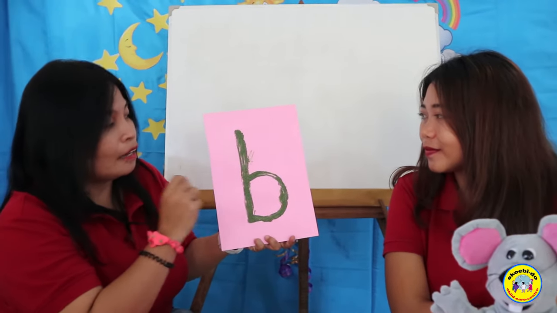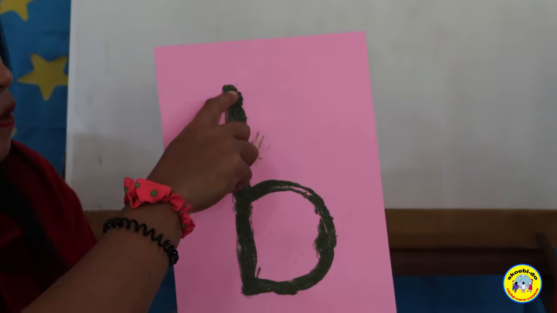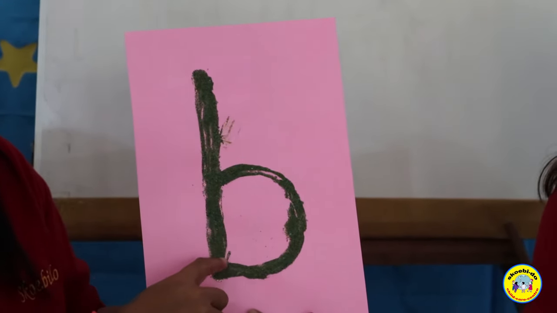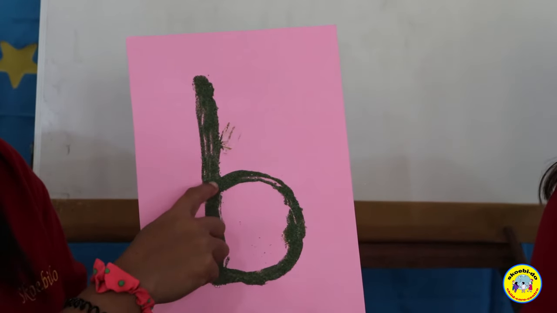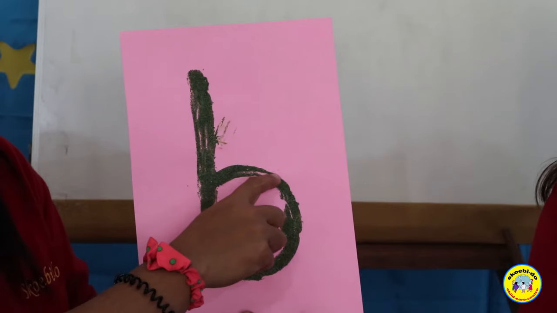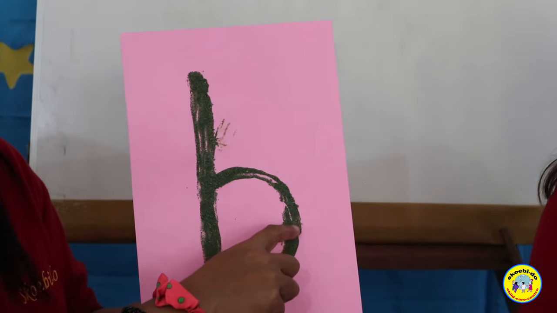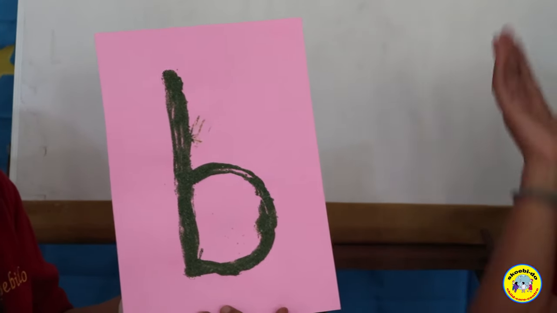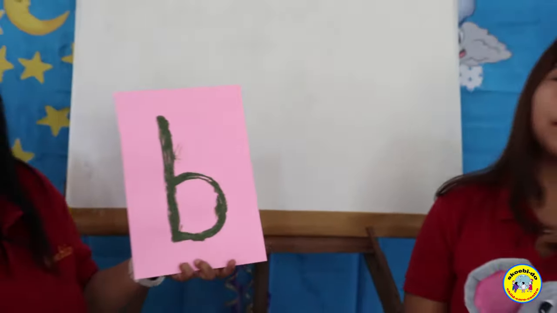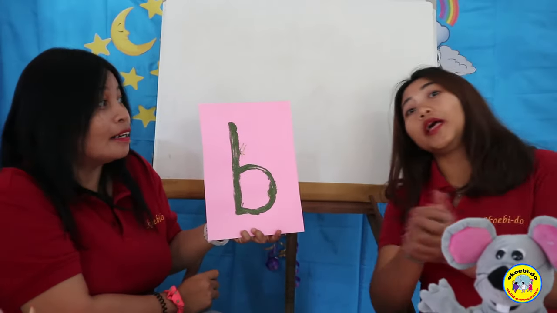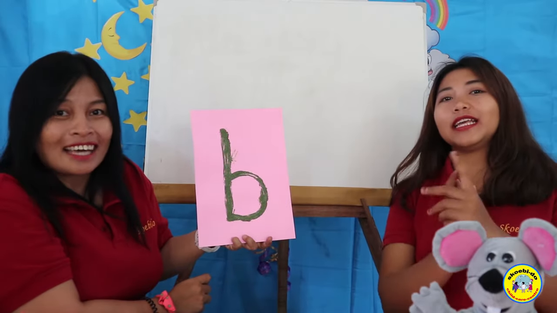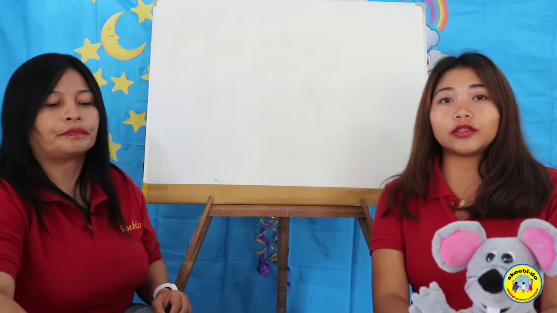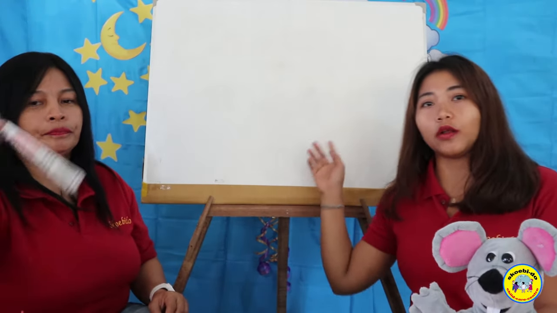Yes, okay, one more time. From the top, go straight line down. Middle and make a curve line down. That is letter B. Make the B sound. Alright, okay. So how if we try to write down the letter B on the board.